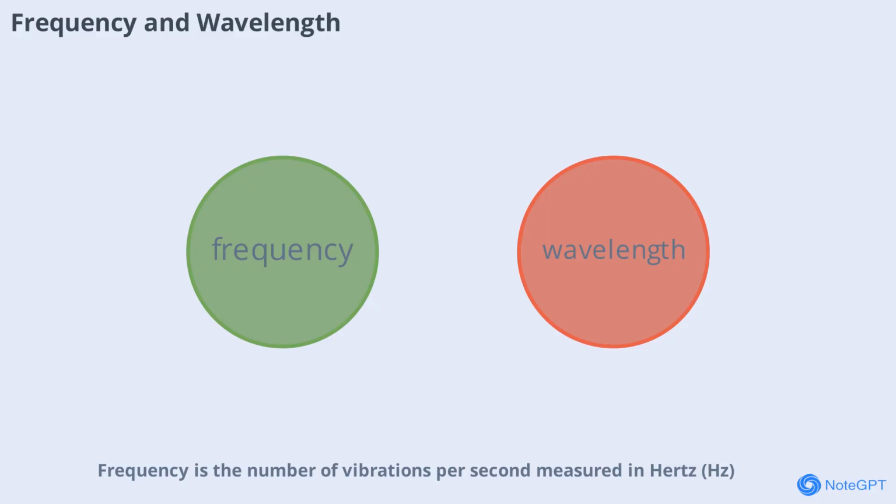Frequency is the number of vibrations per second, measured in Hz. Wavelength is the distance between two consecutive compressions or rarefactions in a sound wave. These two properties are closely related. As frequency increases, wavelength decreases. Understanding frequency and wavelength helps explain why different sounds have different pitches.